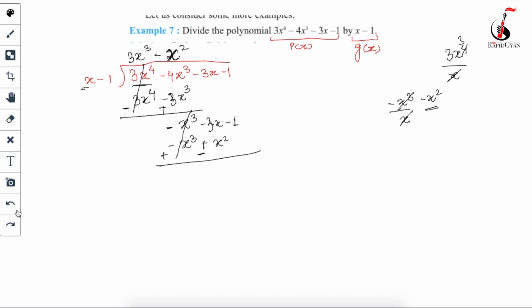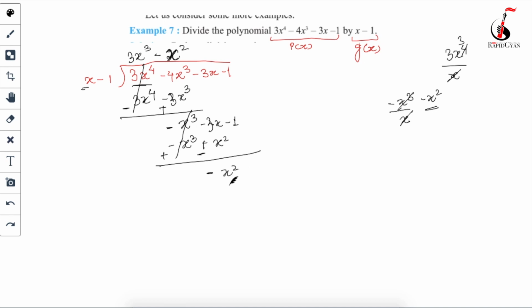Now there is a very interesting thing. Can you subtract x square from 3x? No. Always remember, we can only subtract those terms whose degree is same. In this case, the degree of x square is 2, but the degree of minus 3x is 1. So what we will do in this case? We will simply write it. So here I will write minus x square.